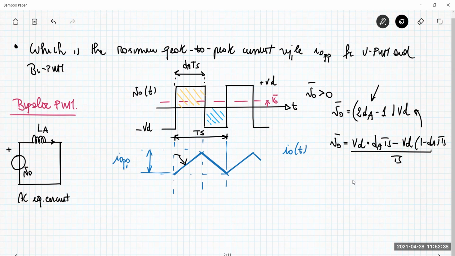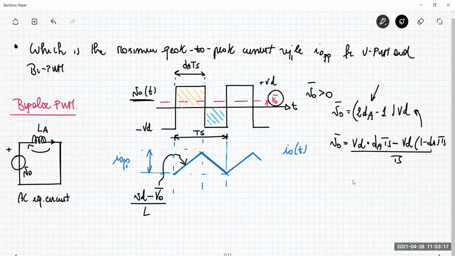You can see the voltage across the inductance LA is exactly the AC component of the voltage V0. The AC component of the voltage V0 can be obtained by taking the instantaneous value and subtracting the average value. So this slope is simply given by Vd minus V0 average value, over L.